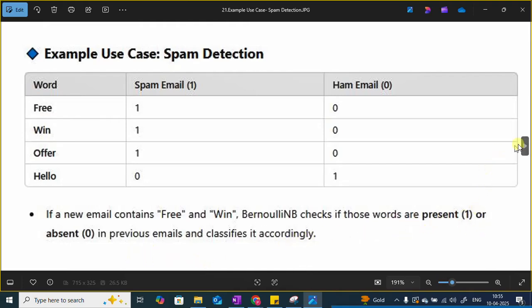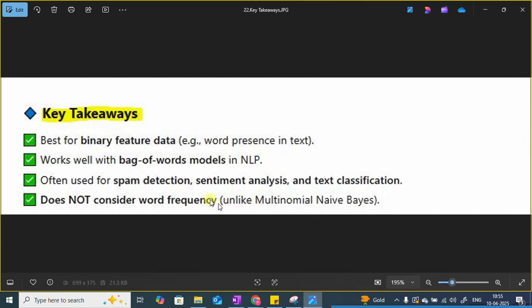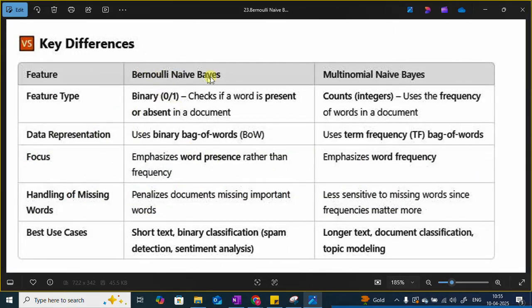Okay, let's talk about Bernoulli. What is the key takeaway that I have told you? Best for binary features, works well in a bag of words setup. Often used in spam detection, sentiment analysis, and text classification. It does not consider word frequency. Now see the key difference between Bernoulli Naive Bayes and multinomial Naive Bayes. Bernoulli talks about whether a particular word is present or not. That is binary. If present, one. Not present, zero. Check if a word is present or absent in your document.